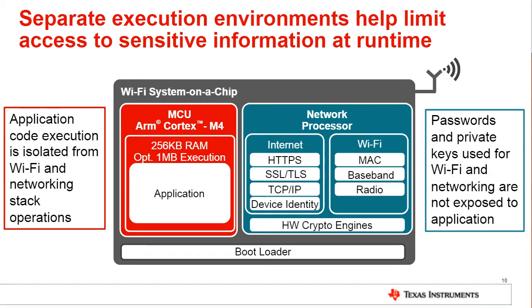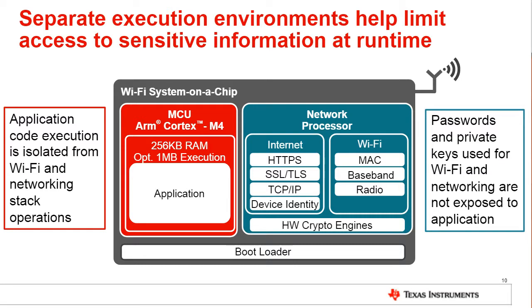In this diagram here, we're showing an architecture that would use a physically separate environment for running the application code on the left in red, and then another environment in blue on the right for handling the internet level protocols and the Wi-Fi protocols. So the reason having this kind of partition is important is because it can limit the access to sensitive information within the system at runtime and provide some additional protections at runtime.